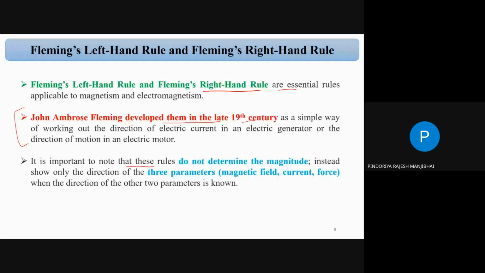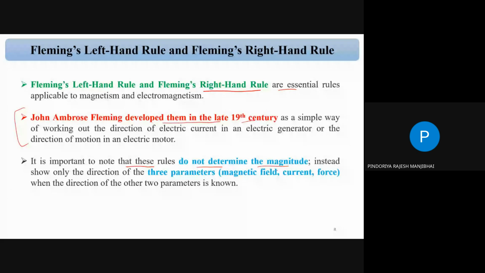It is important to note that this rule does not determine the magnitude. It is only a scalar quantity, not a vector quantity. With a scalar quantity we can identify only the direction, not the magnitude. But with a vector quantity we can identify both the magnitude as well as the direction. So Fleming's rule is only applicable to find the direction, not the magnitude.